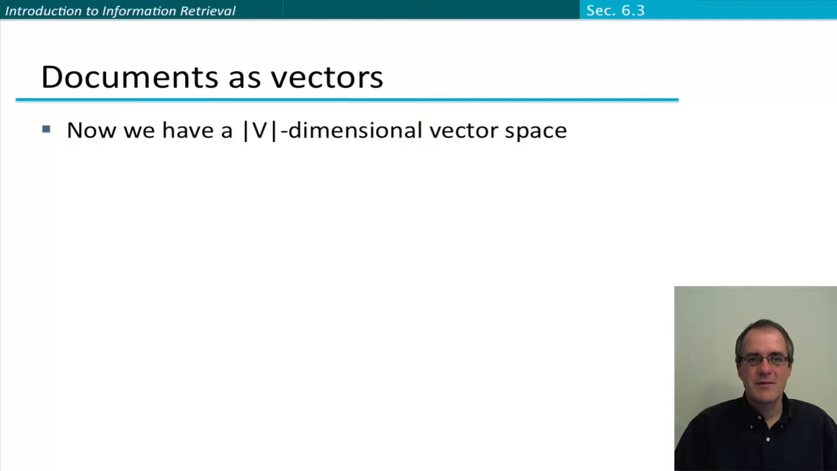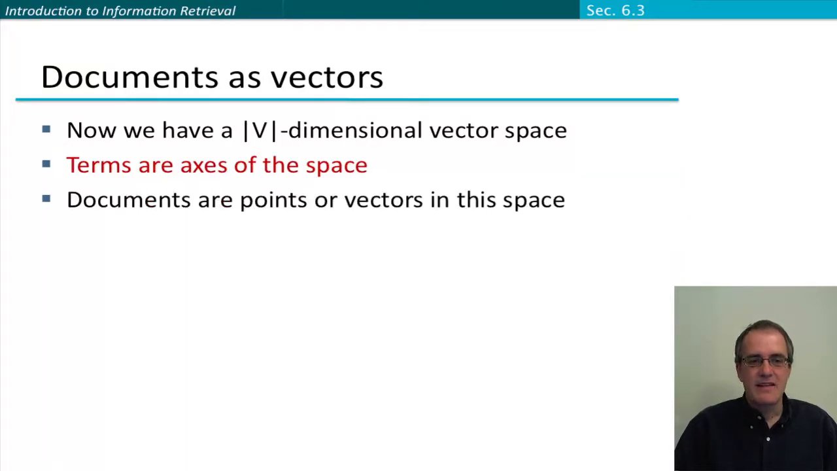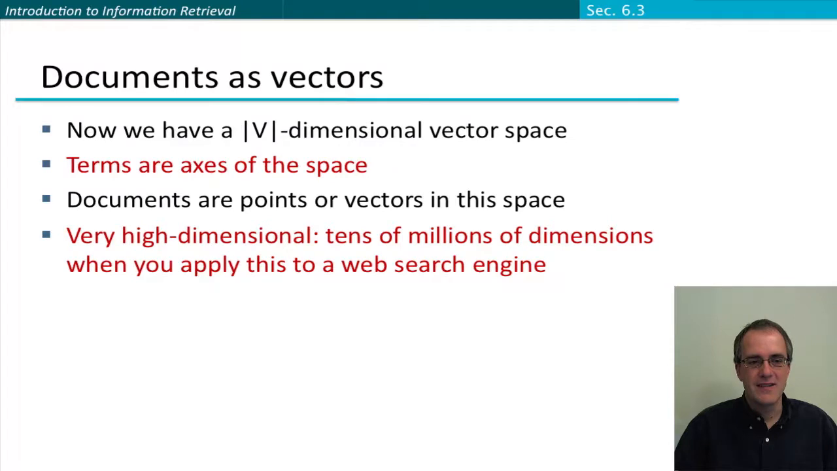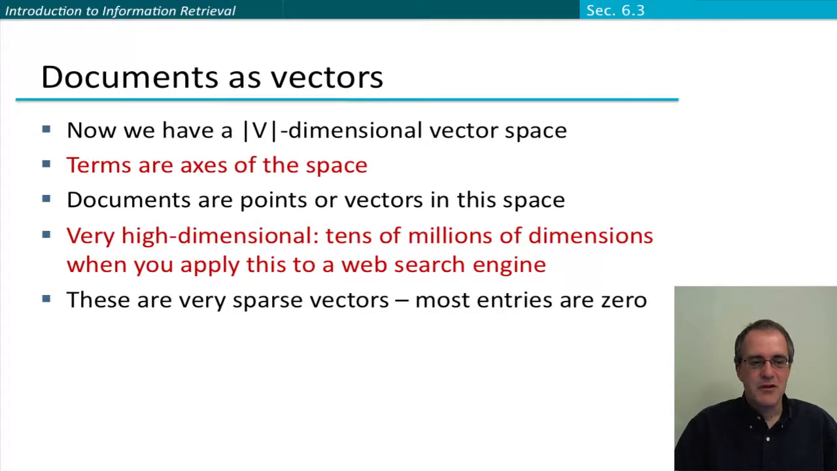So we saw in the previous segment how we turned documents into real valued vectors, and so we now have a v-dimensional vector space where v is the number of words in our vocabulary. The terms, the words, are the axes of the space, and documents you can think of as either just points in this space or vectors from the origin pointing out to those points. So we now have a very high dimensional space, tens of millions of dimensions in a real system when you apply this, such as in a web search engine. A crucial property of these vectors is that they're very sparse vectors. Most of the entries are zero because each individual document only typically has a few hundred or thousand words in it.